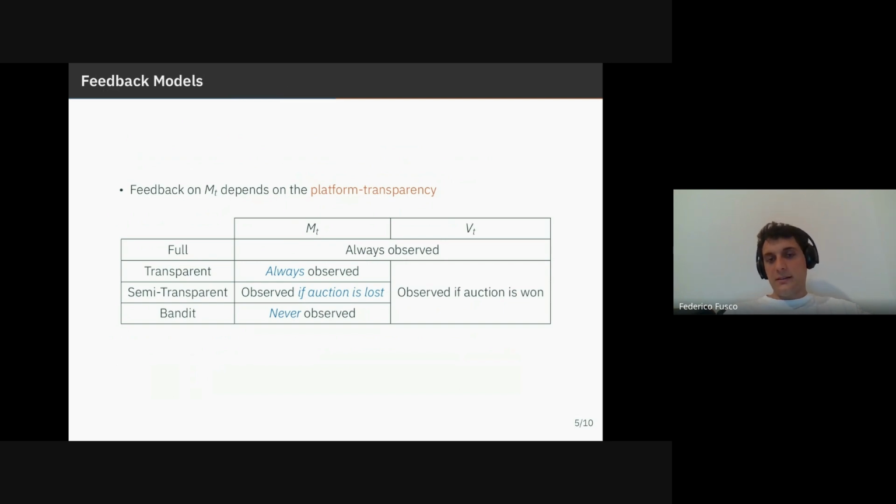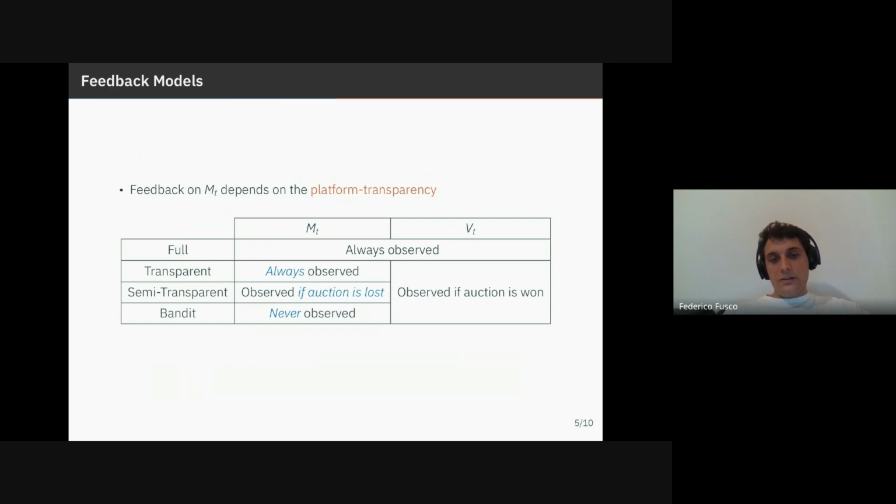So let's start looking into more natural feedback models, starting from Vt. Okay, the value of the item for sale, it is kind of natural to assume that it can only be measured by the learner if the auction is won. So we observe Vt only if the auction is won.